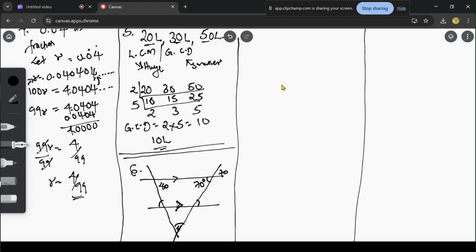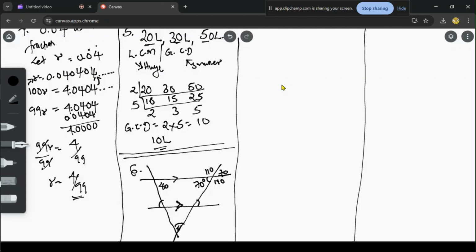These two angles lie on a straight line, and angles on a straight line add up to 180. So if this one is 70, then this one is 110. And also this one is vertically opposite, 110. So this is the same as that. This is the same as that.